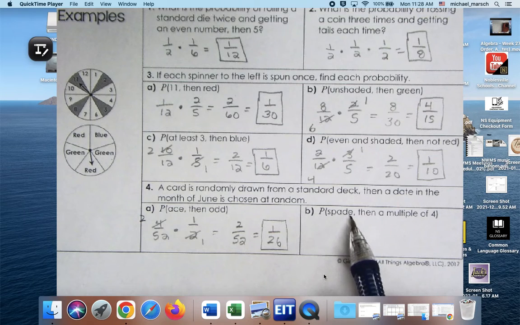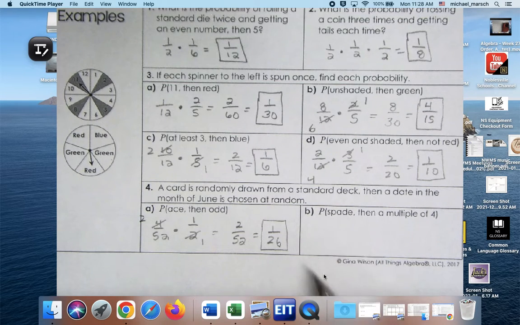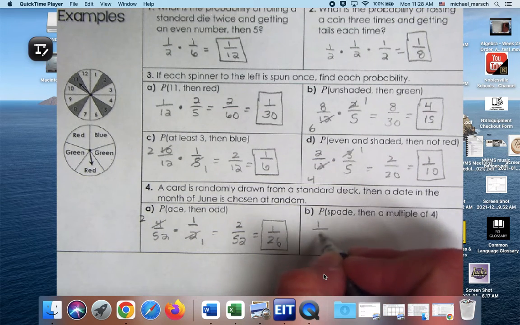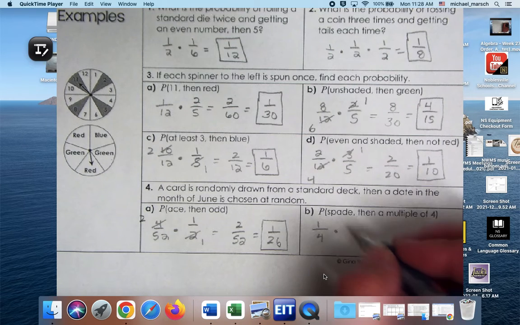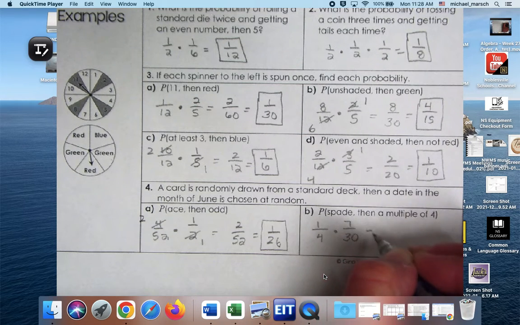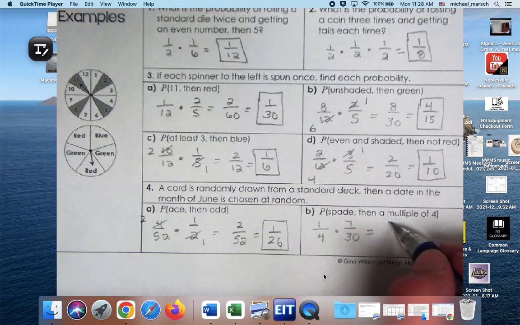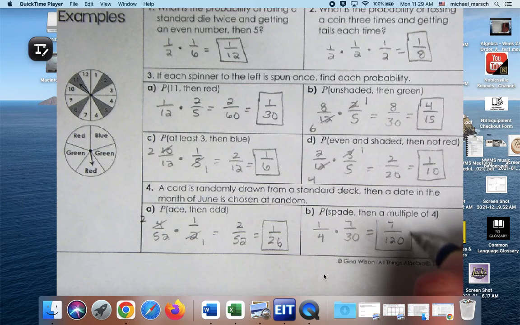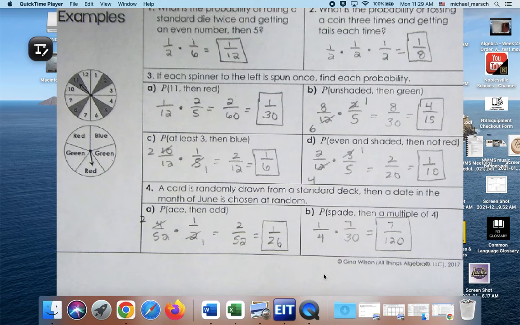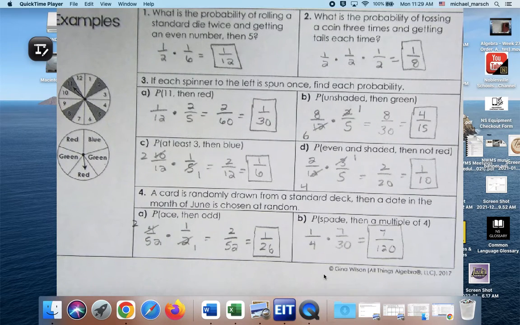So how many cards are considered spades in a deck of cards? 13 out of 52. We can simplify that to 1/4 because 1/4 of the deck is going to be spades. And how about a multiple of 4? How many multiples of 4 are in the numbers 1 through 28? 7. Right? So we can't cross simplify here, so we get 7 out of 120. So those are independent compound events.